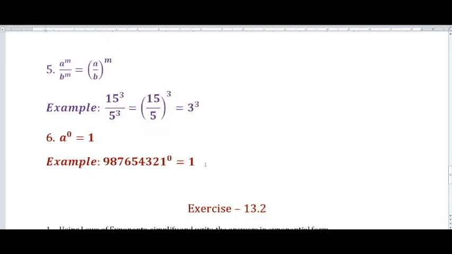In the last of the laws of exponents, here we have a to the power 0 is equal to 1. So if the value of a is any number, that may be countless numbers, it may be there. Here also I have written like this: 987654321 to the power 0. If the number is less or more and the exponential value is 0, the actual value will always be 1.